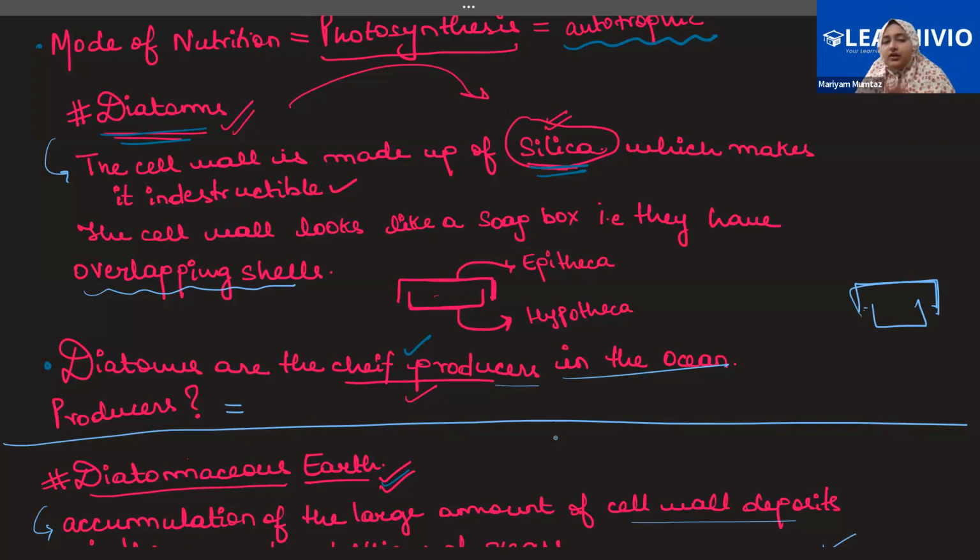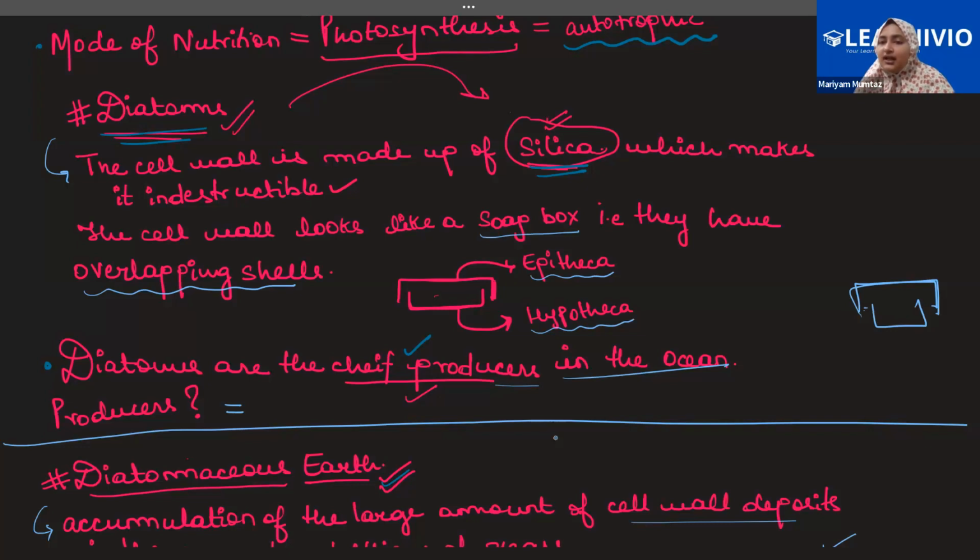The cell wall looks like a soap box. That is, they have overlapping shells, like how we have a soap case in our washrooms. So they have one upper covering of the cell wall and one lower covering. The upper one is known as epitheca. The lower one is known as hypotheca. It sort of gives the appearance of a soap box. Now, diatoms are the chief producers in the ocean.